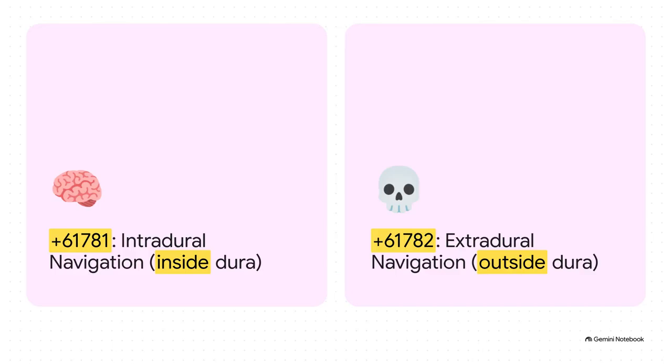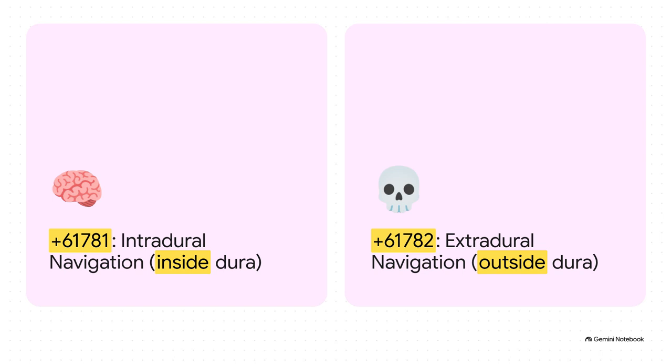Now, when it comes time to actually code for this incredible navigation, your critical clinical distinction lies right at the dura mater. That's the tough, outermost protective covering of the brain. You're going to report the intradural add-on code 61781 when the dura is deliberately opened to expose the brain tissue. This allows the surgeon to navigate directly inside the brain matter itself.